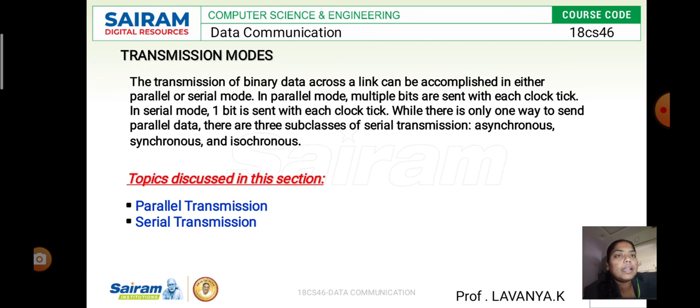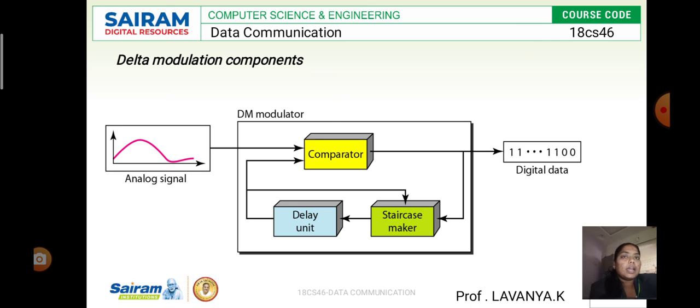We will move on to the next topic, transmission mode, which I will cover in the next video. So this is the complete analog to digital conversion. These are the major techniques we use for doing the analog to digital conversion.